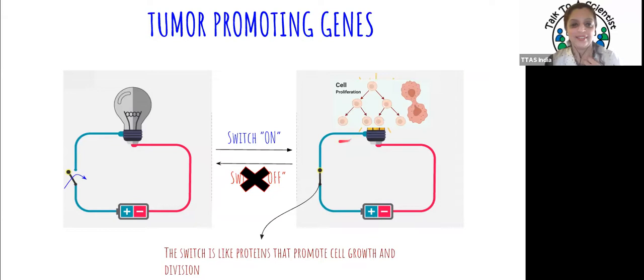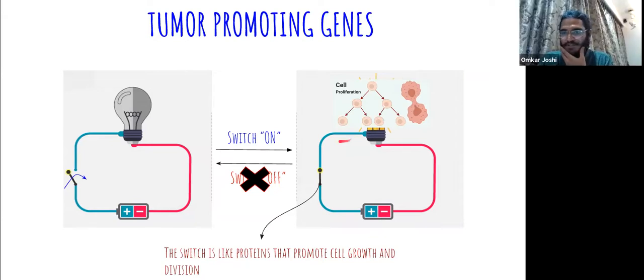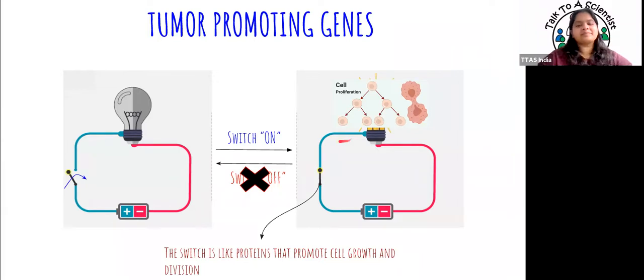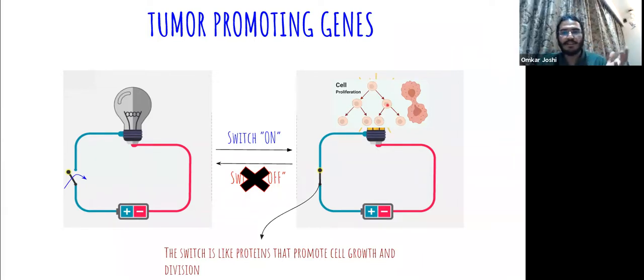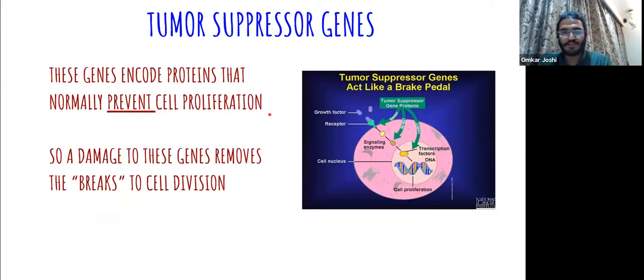Right. Okay. So then let's move ahead. Now that we are okay with knowing how tumor promoting genes cause cancer, let's see how the second category, which is the tumor suppressor genes, is causing cancer.